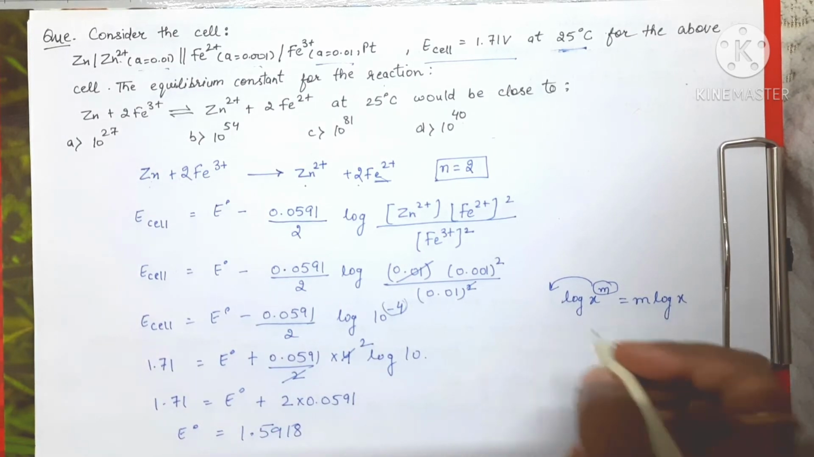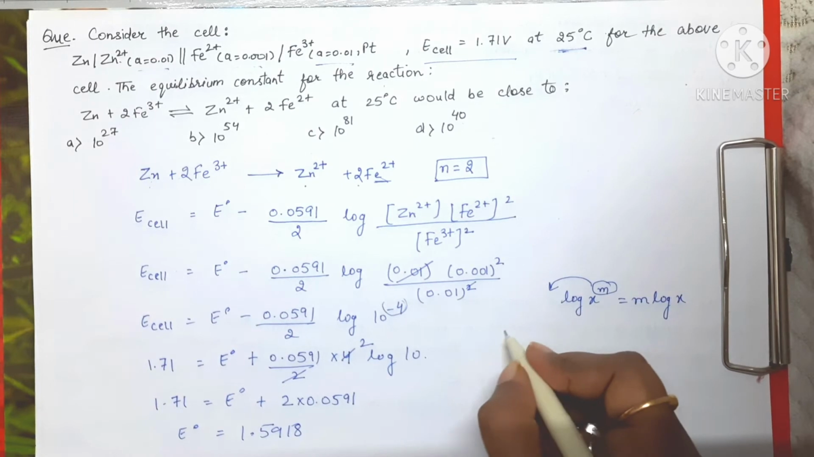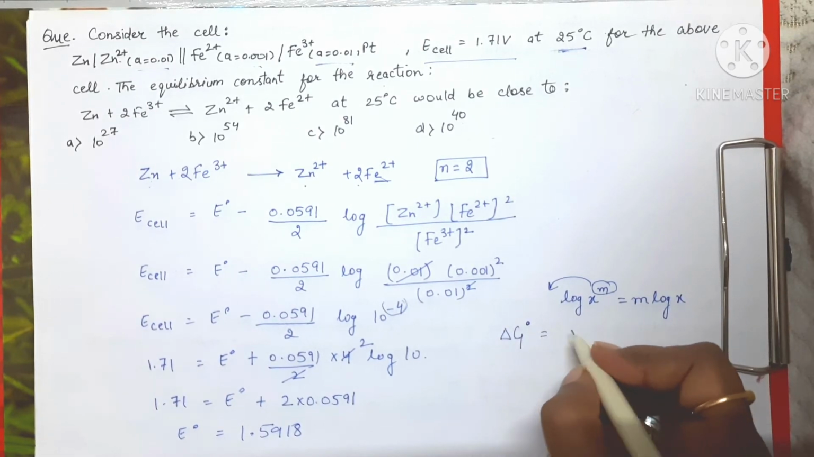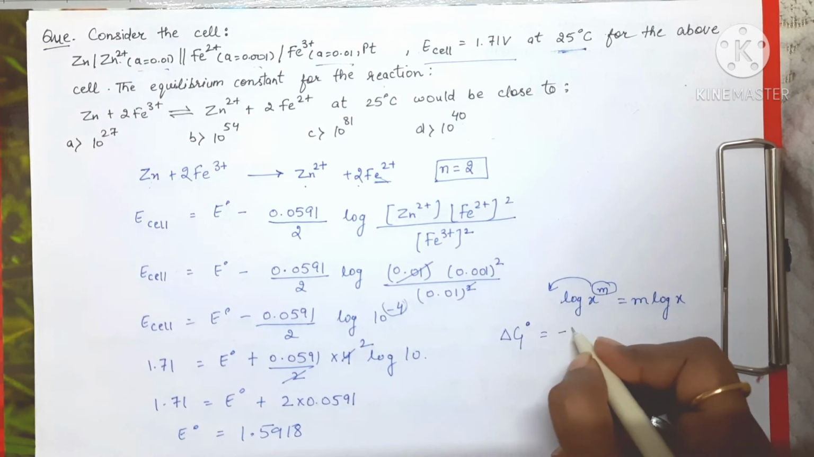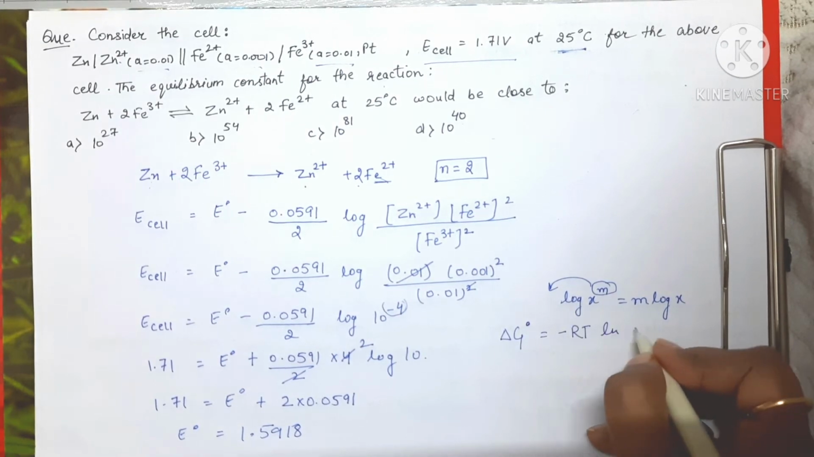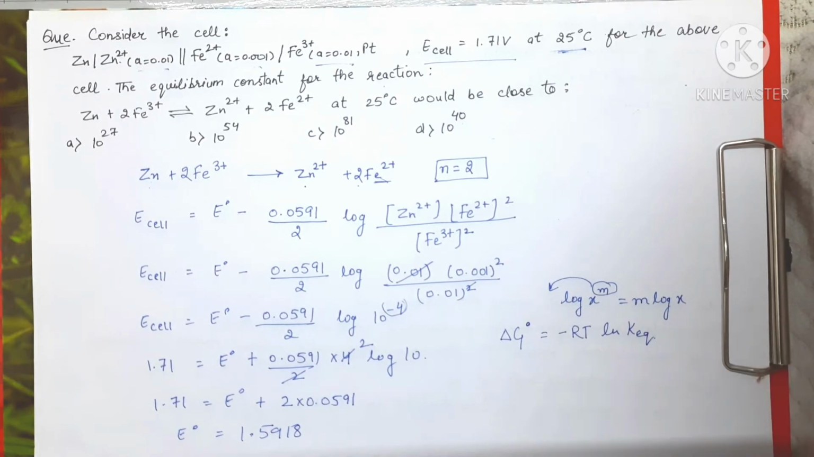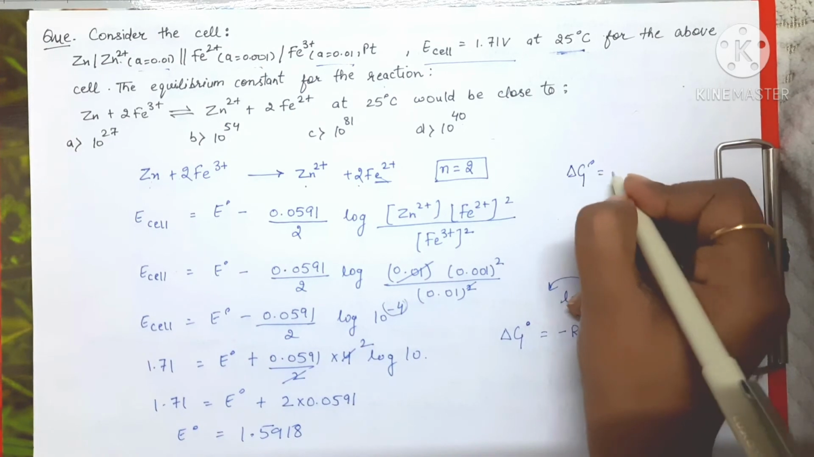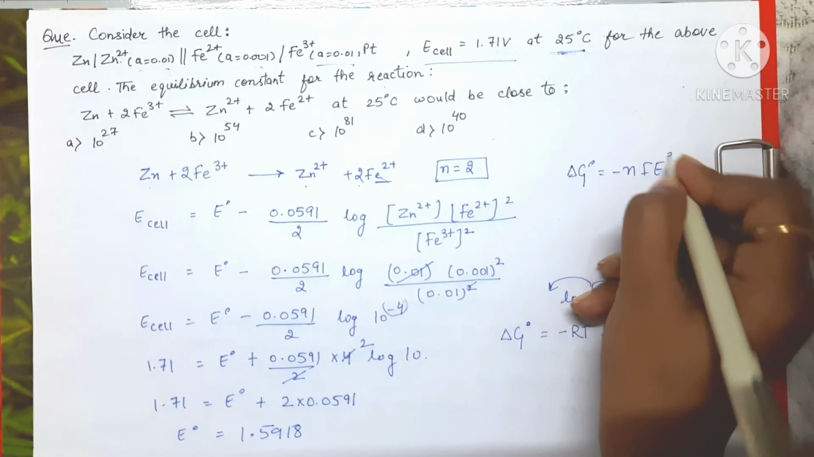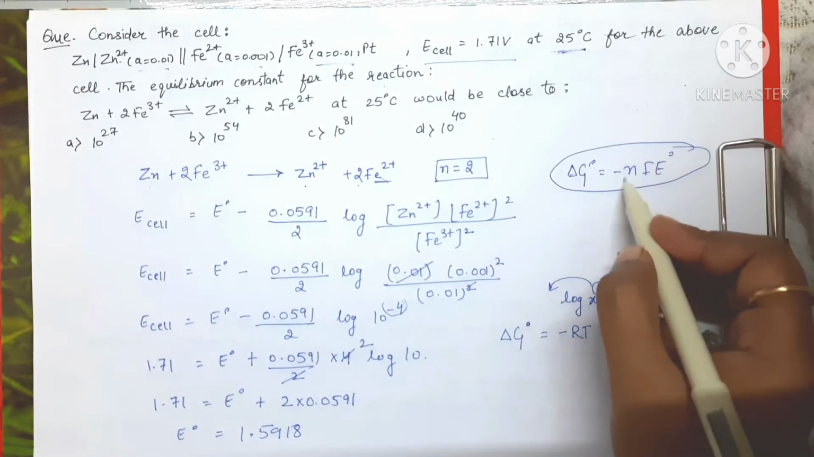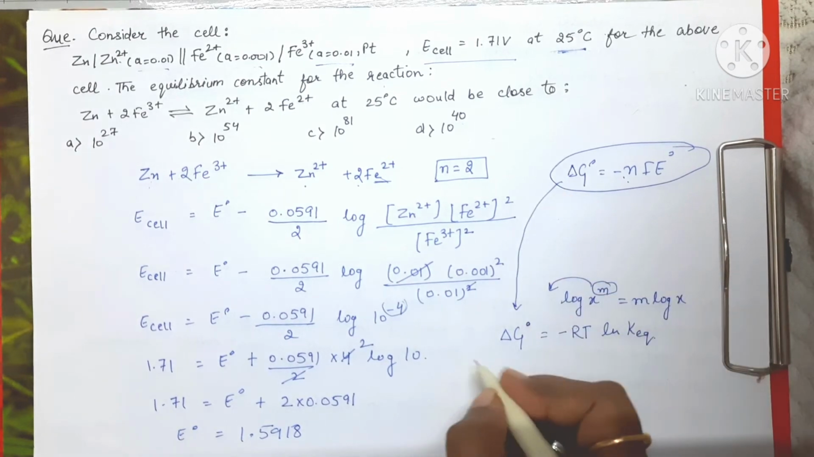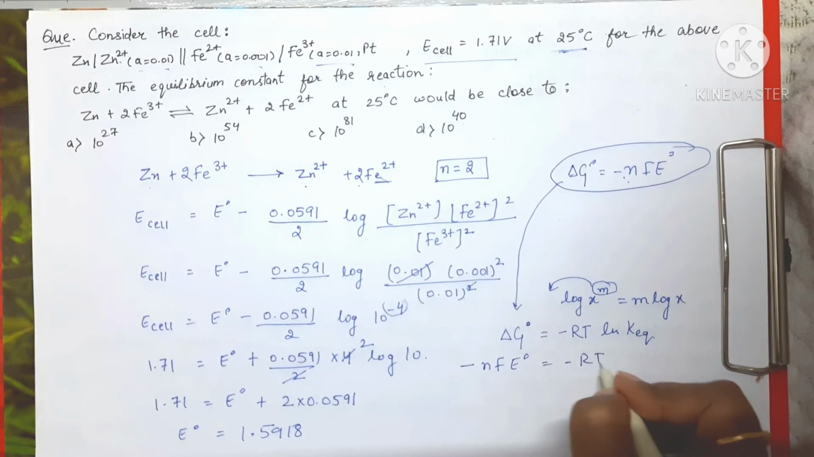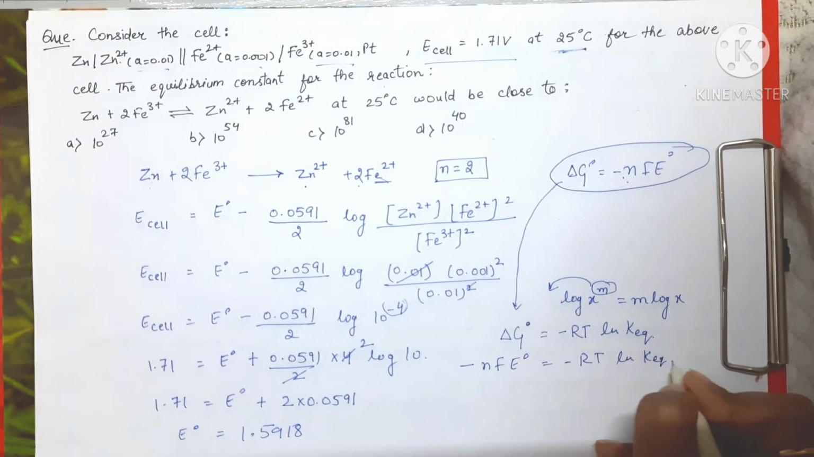So we know the relation, right? First we know the relation between delta G naught and equilibrium constant, which is delta G naught equals minus RT ln K. Okay, so also we know that delta G naught equals minus NF E naught. So putting this value of delta G naught here, what we will get? Minus NF E naught equals minus RT ln K equilibrium.